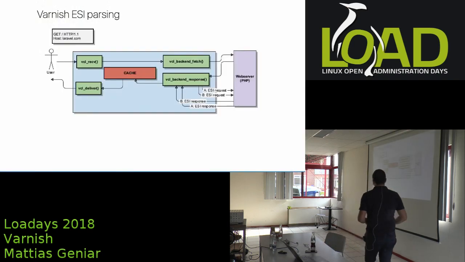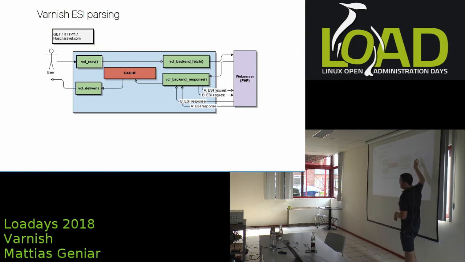Here's how that looks. If a user connects to Varnish and says it wants to load laravel.com, it'll hit VCL receive, probably does a cache lookup, let's say it failed, so it makes a backend fetch. PHP does its thing, generating HTML, and it sends back a response which includes two ESI statements, so those ESI includes. Varnish will then on its own fetch those pages from the backend or from its cache, if it was available, assemble the entire HTML again, and then deliver that to the client.